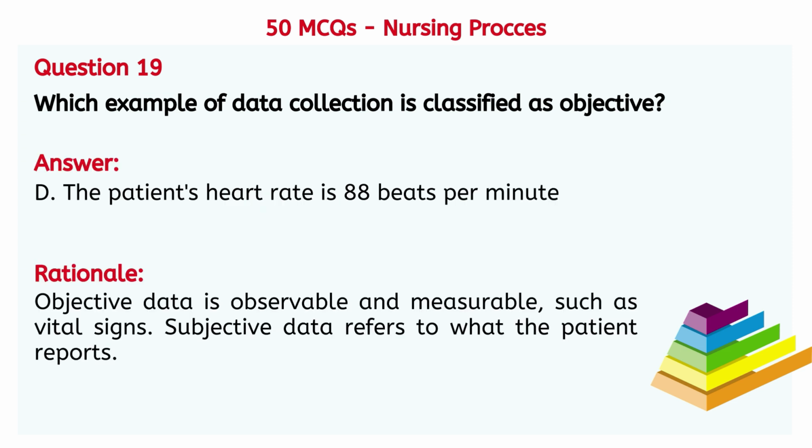The answer is D. The patient's heart rate is 88 beats per minute. Rationale: objective data is observable and measurable, such as vital signs. Subjective data refers to what the patient reports.